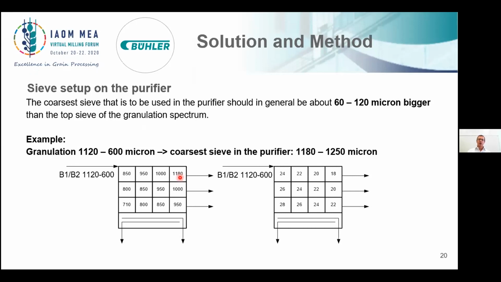Remember, a purifier works with 2 actions. One is sieving and one is the air flow. So air segregation, classification. When we have a sieve, the air always passes against the stream of the semolina, of the product. So that means we need to get allowance between the semolina and the sieve opening. And this is the added 60 to 120 microns, so that the biggest sieve of the purifier should be 60 to 120 micron bigger than the top sieve of the granulation.